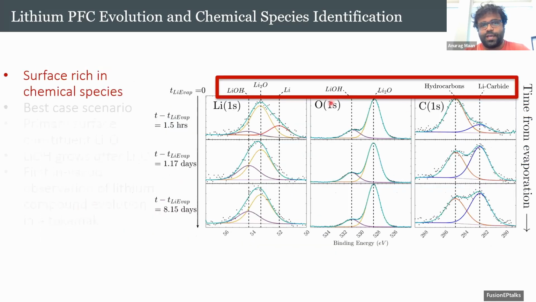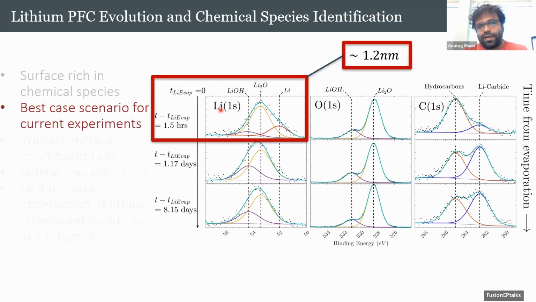The first thing you see is the surface is rich. It's not as simple as you put evaporative lithium coatings and you have a lithium PFC. That's not the case. You have multiple species: lithium oxide, hydroxide, hydrocarbons. There's some lithium carbide floating around. And I'd like to point out that in the best case scenario, you do end up with an oxide coating on the lithium. My estimate, given LTX-based vacuum, is that it's about 1.2 nanometers.